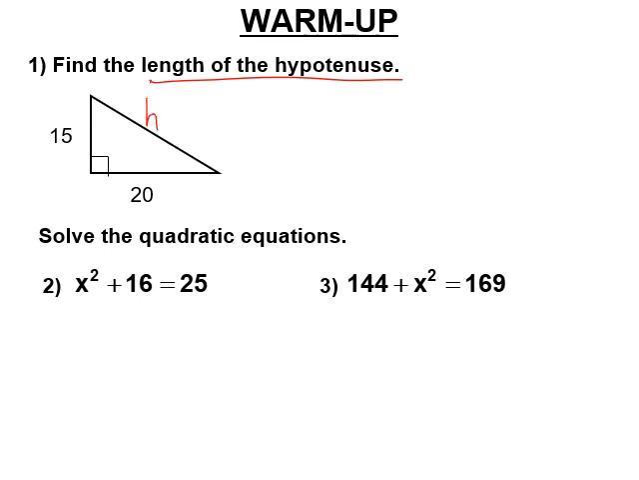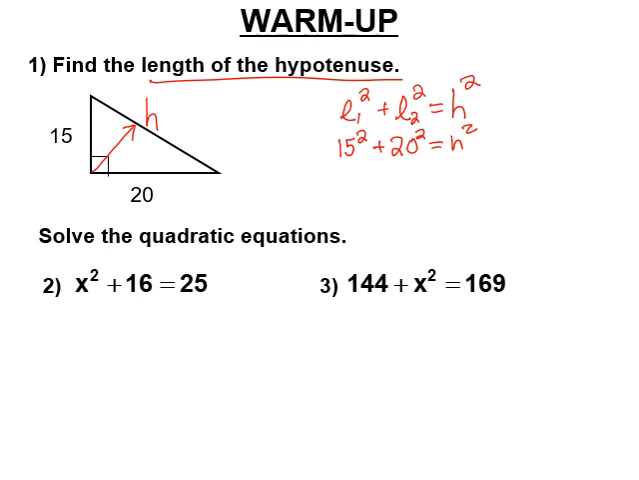The hypotenuse is the longest side opposite the right angle. We're going to use the Pythagorean theorem, which says you take the first leg and square it. Doesn't matter which one is first. Take the second leg and square it, and that will equal the hypotenuse squared. I'm going to call the first leg 15 and square it. I'm going to call the second leg 20 and square it. And that is going to equal the hypotenuse squared.